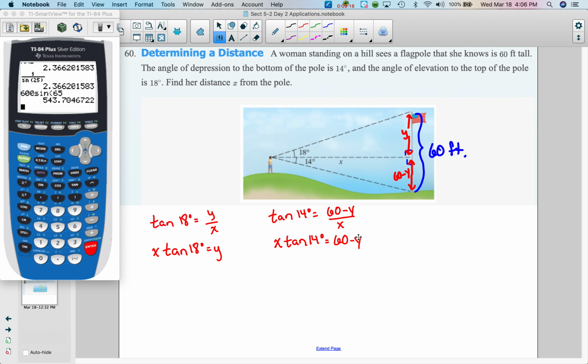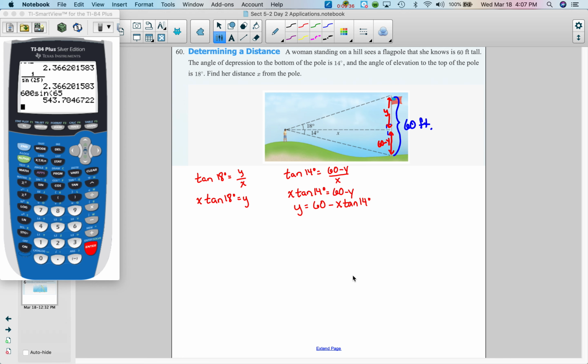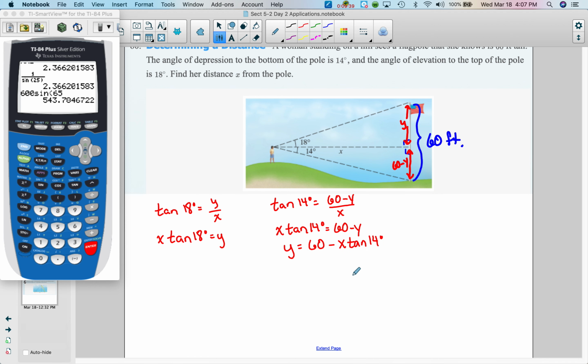Since it's a minus y, hopefully you can arrange this in your head, I'm going to add y to both sides so it moves it over here. And then I'm going to subtract the x tangent 14. So I'll have 60 minus x tangent 14. Okay, now y equals this and y equals this. So what I can do next is I'm going to set them equal to each other. So that means I can say x tangent 18 degrees equals 60 minus x tangent 14 degrees.